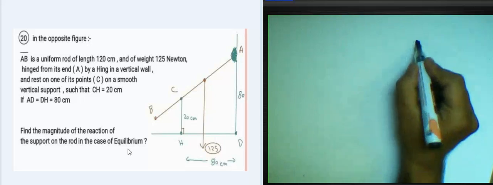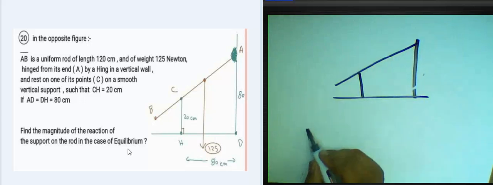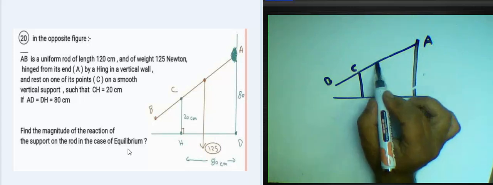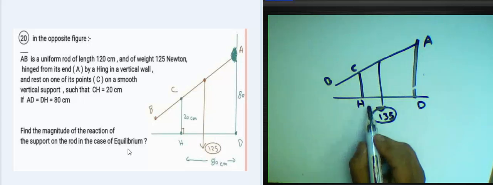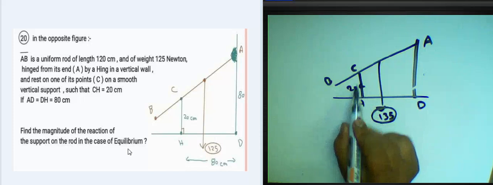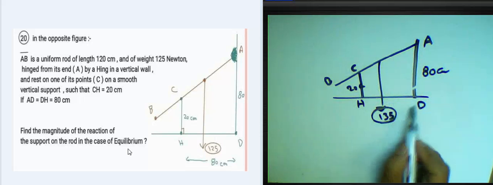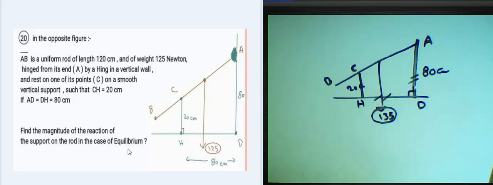Okay, we will draw here. Draw B and C and A, and it was D. And we have here the weight 125, CH is 20 centimeter, BC, and this is 80 centimeter. The weight here is equal to this, 80 centimeter. The rule of equilibrium is that the sum of moments of all forces about any point equals zero. We can find the moment about the point A.